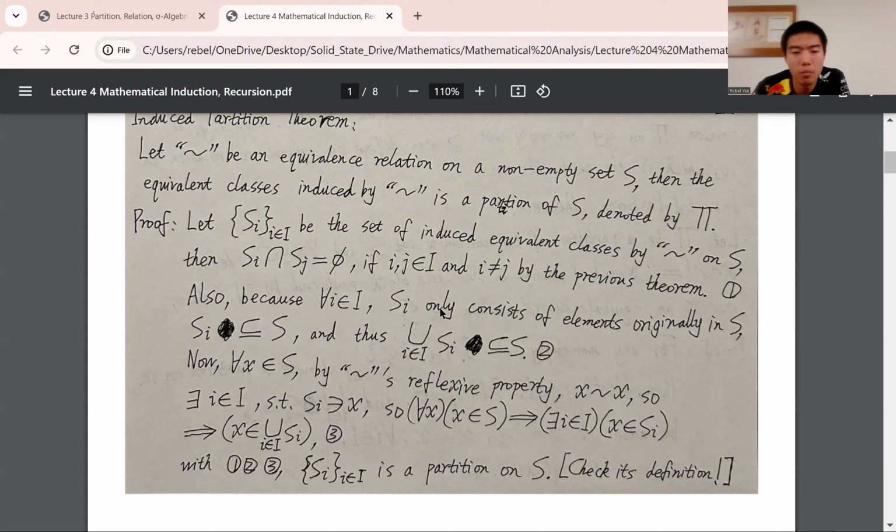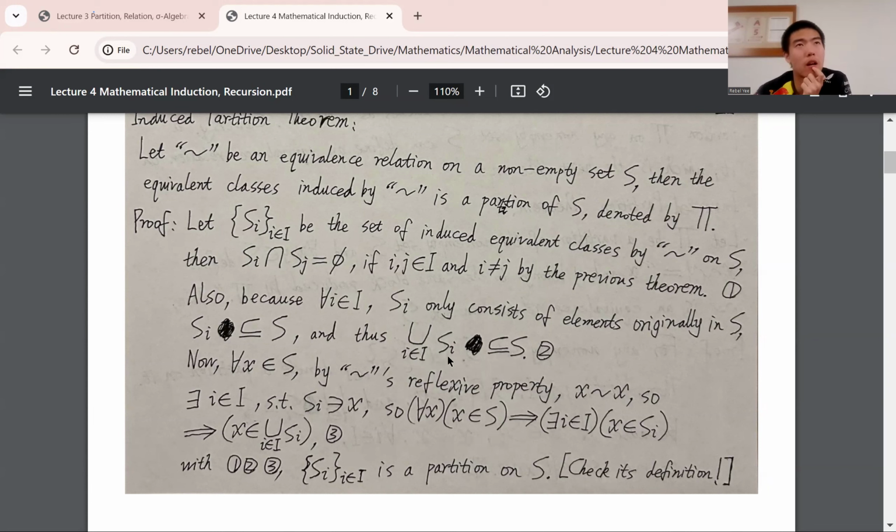First we'll show that each Si, for all i in the index set I, consists of elements originally in S, which means it cannot go beyond S. So the union of all the Si, the union of all the partition blocks, must be a subset of S. Here we prove the one-way subset, and in the second part we'll show that S is a subset of the union of all Si.